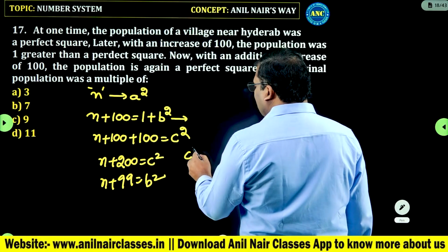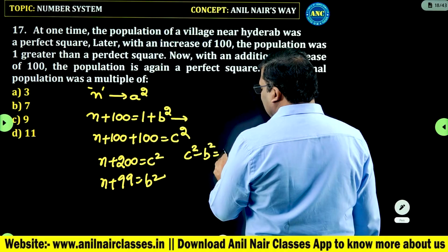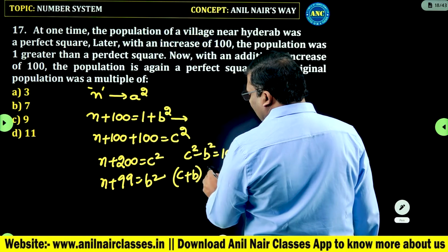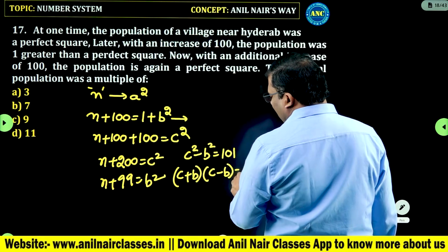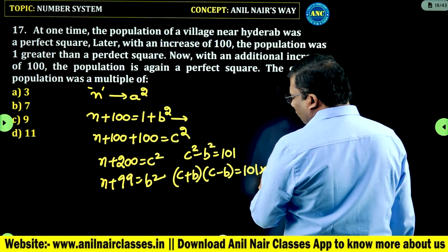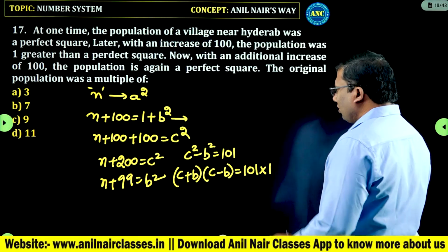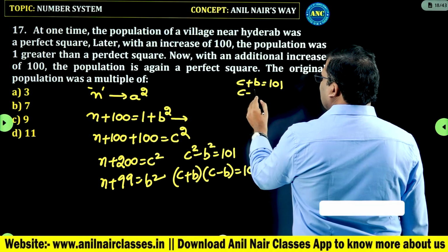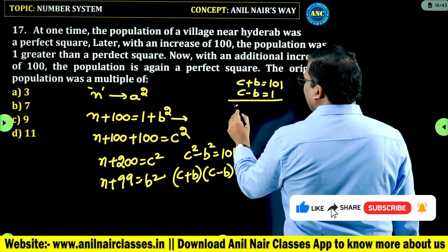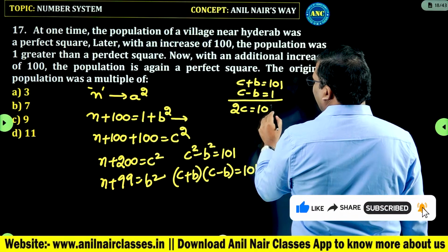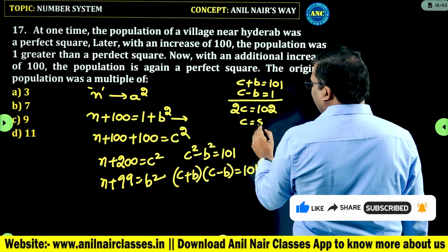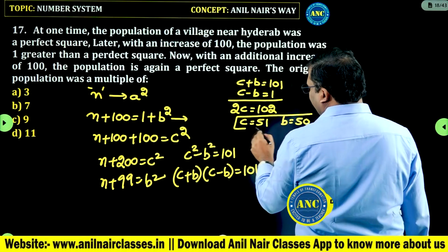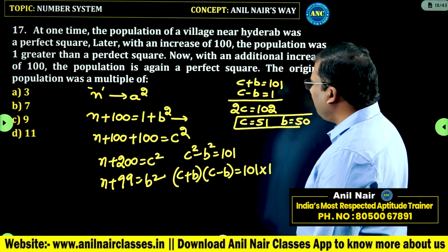That means c square minus b square is 101. 101 is a prime number, so only one way we can write it: c plus b into c minus b is 101 into 1. That means c plus b is 101, c minus b is 1. Adding, 2c is 101 plus 1, 102. C is 51. If c is 51, b will be 50.